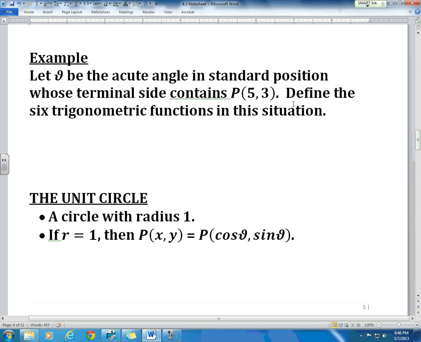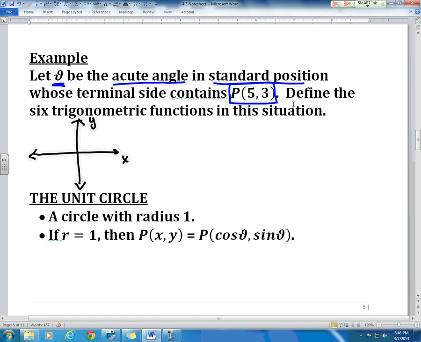So this example says, let theta, using theta as our angle, be the acute angle. You notice all of our angles are acute angles right now, in standard position, so important information there, whose terminal side contains the point P, which has the coordinates 5, 3. Define the 6 trigonometric functions in this situation. So I want you to picture what's going on. I want you to draw yourself a visual. Trig is as much visual as it is algebraic here.